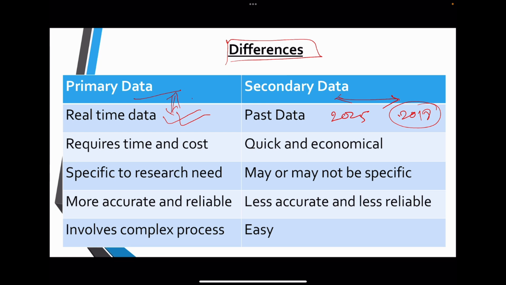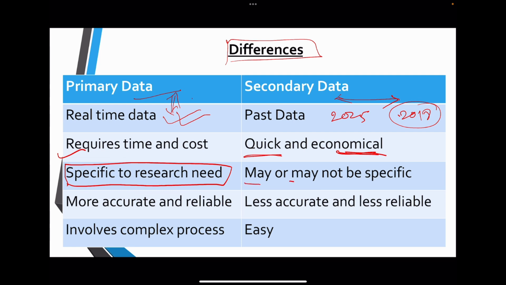And next, primary data requires time and cost. Definitely you need to invest your time, and you need to incur some cost also. But for secondary data, since it is already available, already collected by someone else, you just need to find the source and get it. That's why it is quick and economical also. And specific to research need, yes, primary data is specific because you will only collect the information that is necessary for your research. That's why it is so specific.